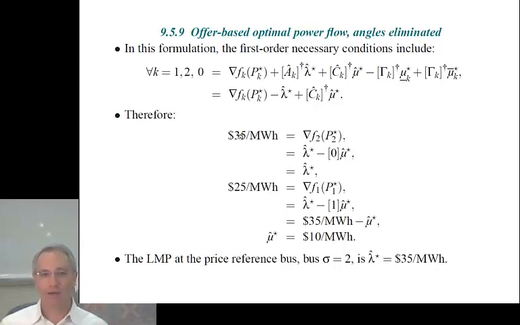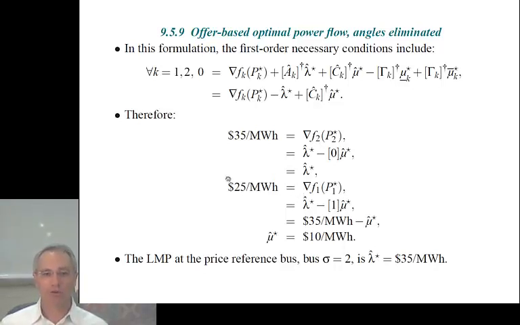We obtain that $35 per megawatt hour, which is the marginal cost at bus 2, minus lambda hat star plus 0 times mu hat star is equal to 0. Rearranging, we obtain that $35 is equal to lambda hat star minus 0, so that tells us that $35 per megawatt hour is equal to lambda hat star. Indeed, that is the locational marginal price. Lambda hat star is the locational marginal price at the price reference or slack bus.